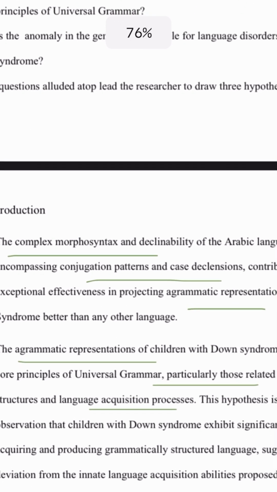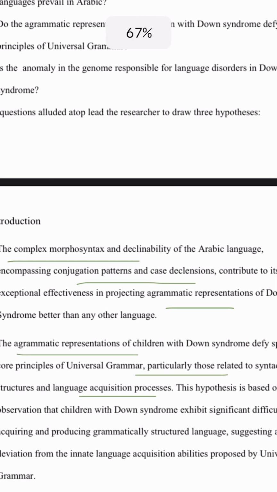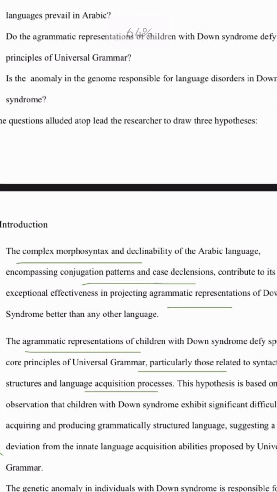The complex morphosyntax and declinability of the Arabic language, encompassing conjugation patterns and case declensions, contribute to its exceptional effectiveness in projecting agrammatic representations of Down syndrome better than any other language. So in here, we stated exactly why we think that the Arabic language actually showcases the problem better than any other language in this regard.